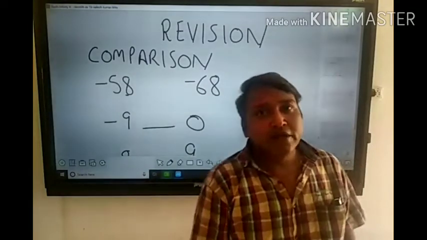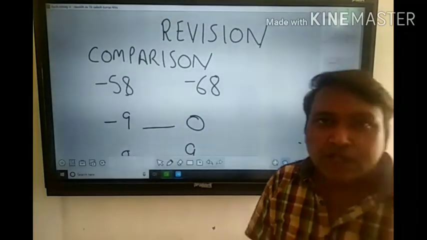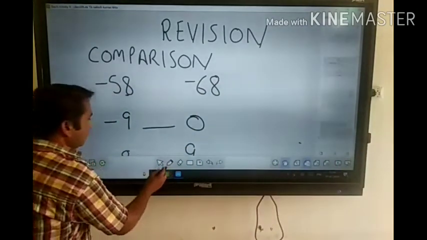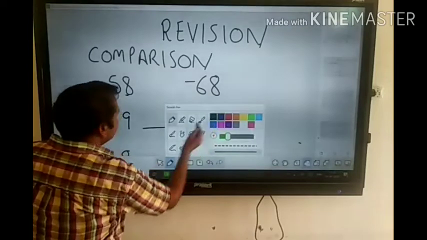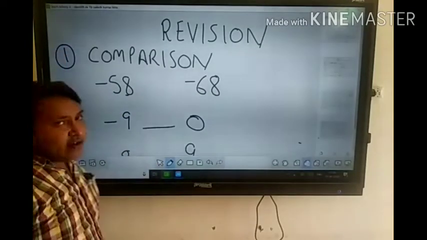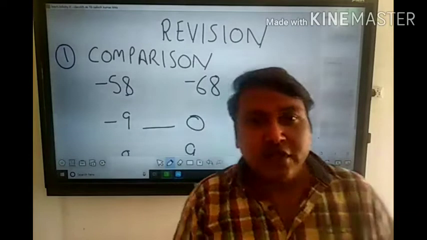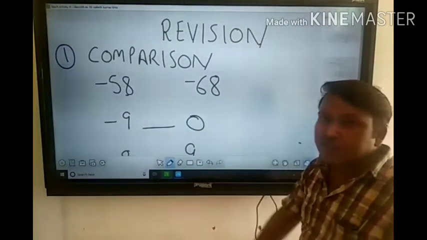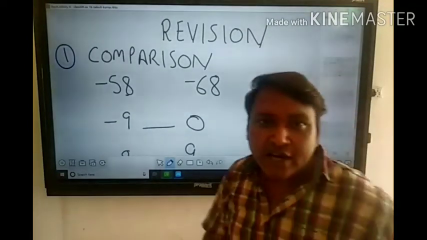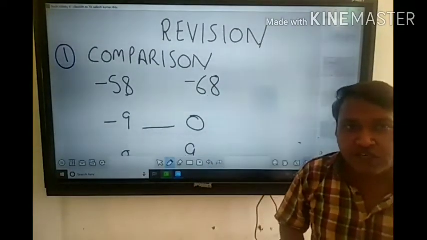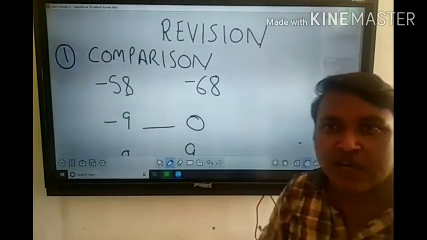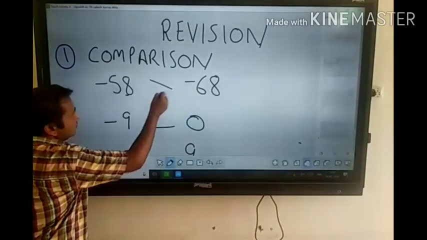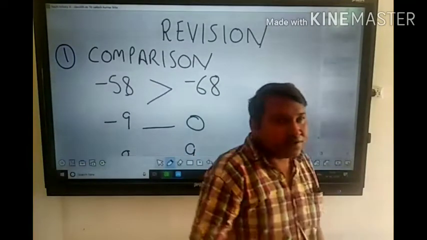So we are going to revise the topic integers and fractions. So let us start. The first question is of comparison. The meaning of comparison is that we have to decide which is greater and which is smaller. In the first part, you will see this is minus 58 and this is minus 68. Both are negative integers, and whenever both are negative integers, the integer having the less numerical value is greater. And the symbol for the greater is this.